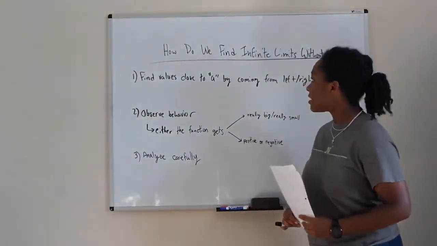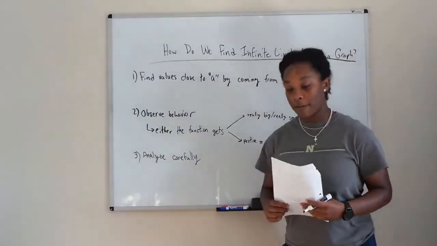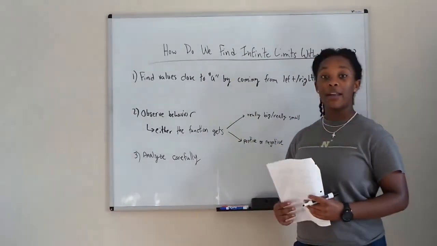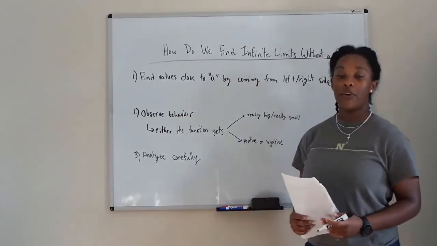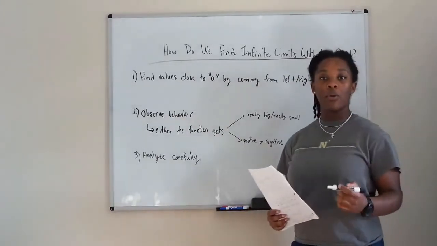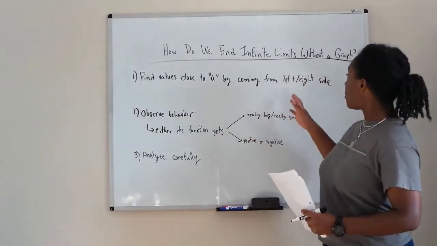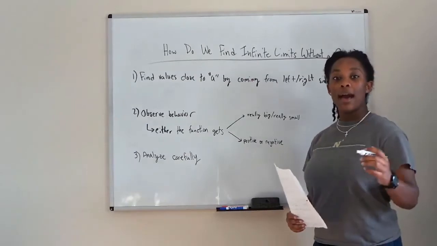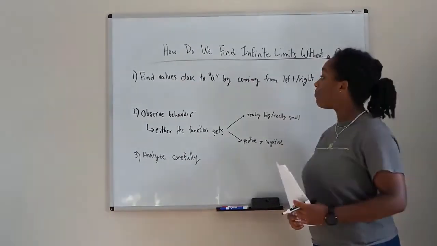Okay, so I took a second to write down how do we find infinite limits without a graph. The first step is that we're going to want to find values that are close to a, which is just the value, I just gave it a variable name, that we're looking for as x approaches. We want to do that coming from the left and the right side, just to see how the function is behaving coming from either direction.